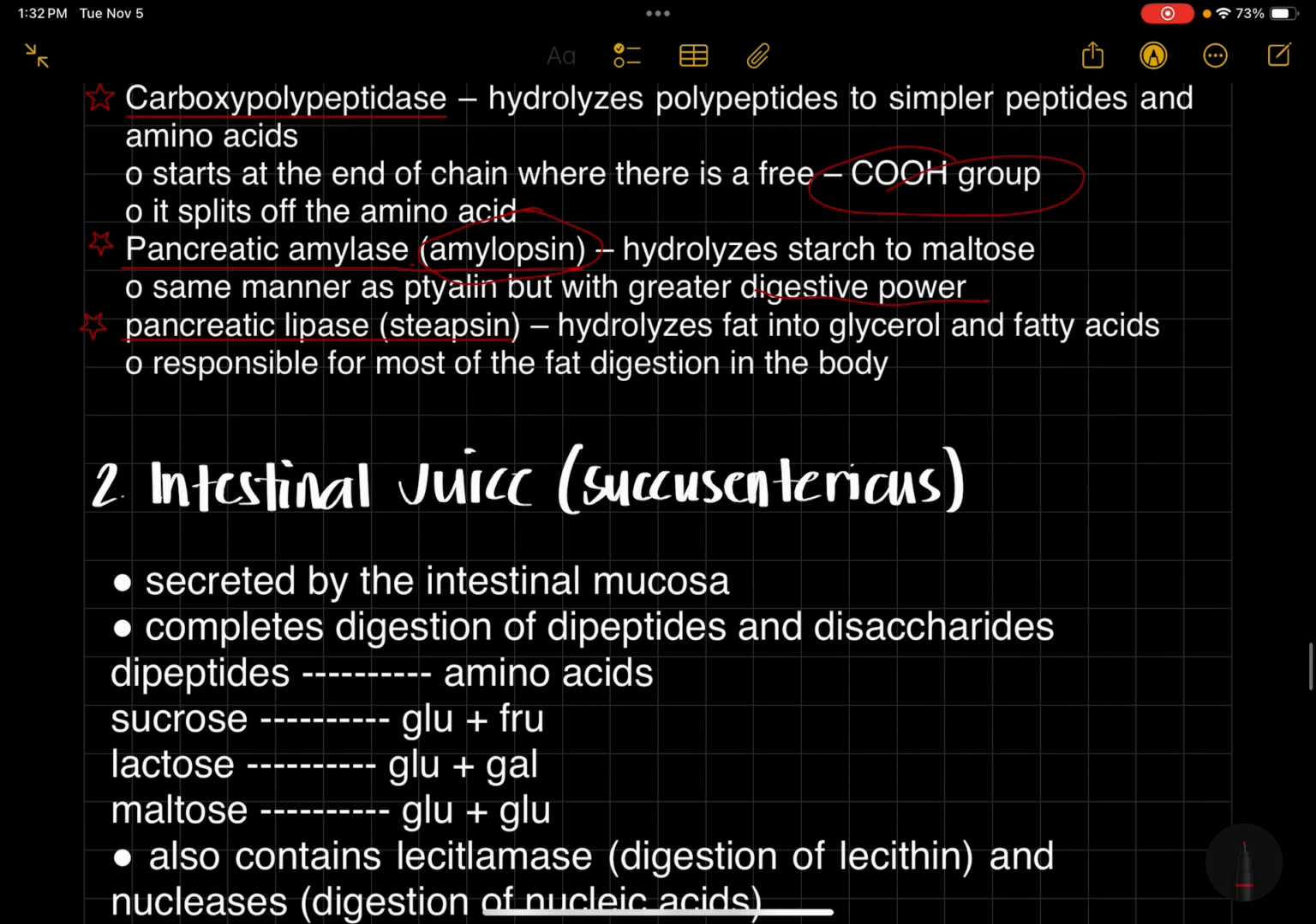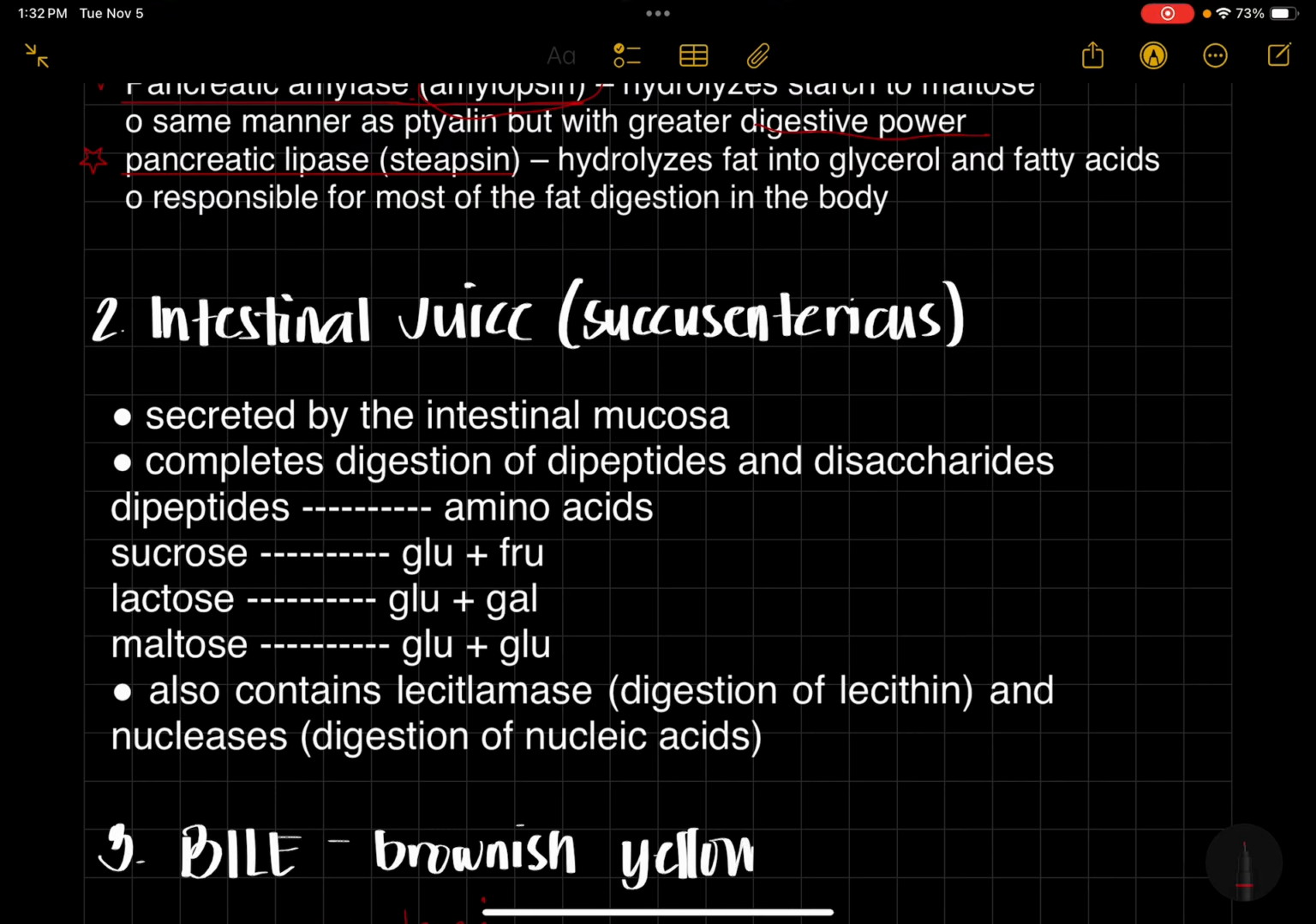Number 2, we have intestinal juice or succus entericus, secreted by the intestinal mucosa, for complete digestion of dipeptide and disaccharide. Dipeptide, amino acids ang ara nga sa aton sa dipeptide. We have sucrose, glucose and fructose, ang combination niya. We have lactose, lactose is glucose and galactose. We have maltose, glucose plus glucose.